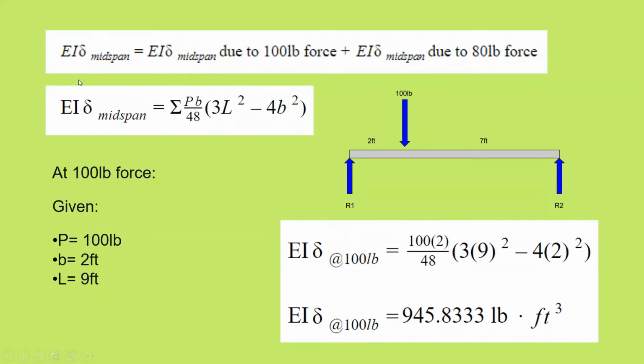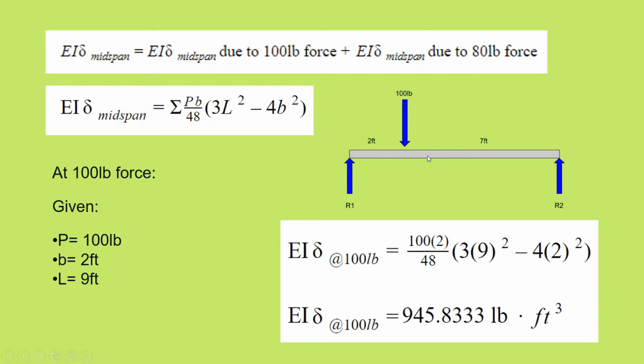So, the logic or the formula is EI deflection midspan is equivalent to EI deflection midspan due to the 100-pound force plus EI deflection midspan due to 80-pound force. So we can use the formula of EI deflection midspan is equivalent to the summation of PB over 48 multiplied to 3L squared minus 4B squared.